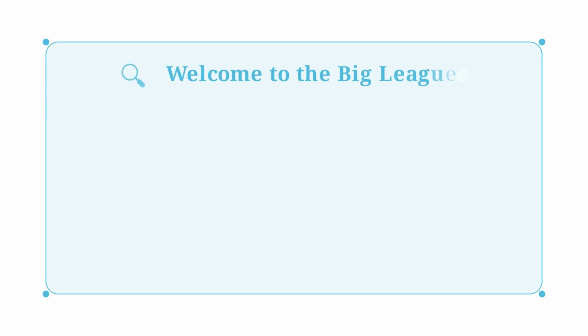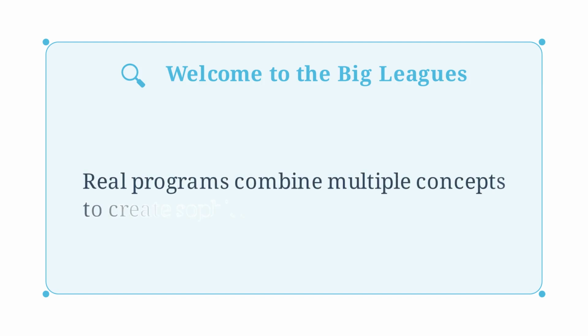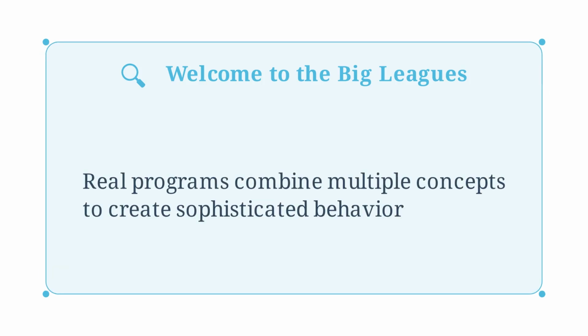Here's the truth about real programming. We never use just one concept at a time. Professional programs combine loops with conditions, add break statements for efficiency, track multiple variables, and handle complex user interactions. Today, we join the big leagues.